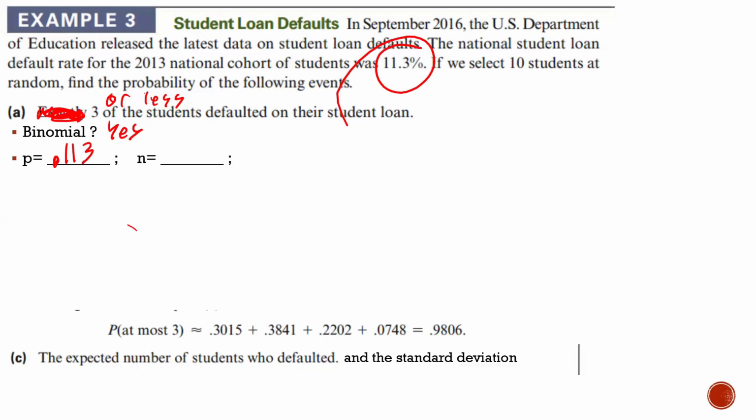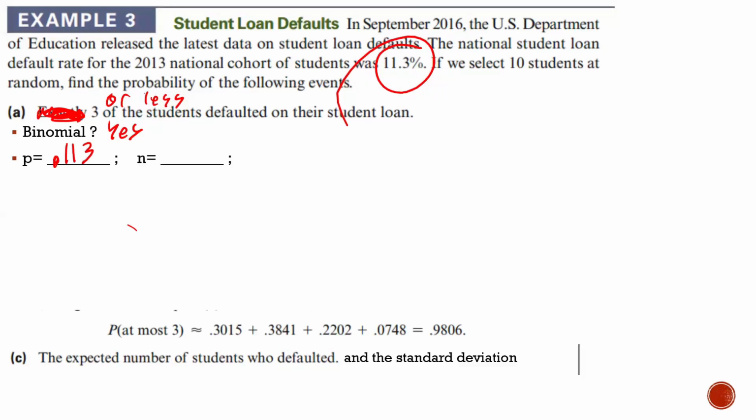Success is meant in terms of what the problem's asking about, right? So I'm doing this event. I'm selecting a student, and each time I have roughly an 11% chance of picking a student who defaults on their loans. That's way too high, but that's the case.